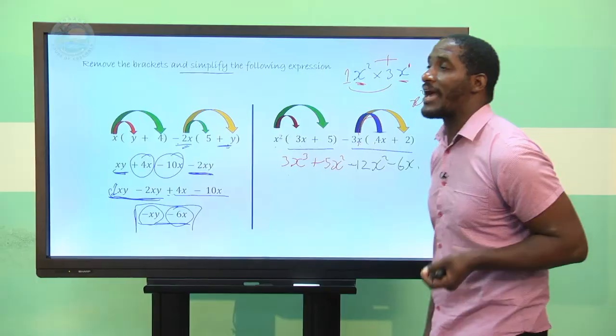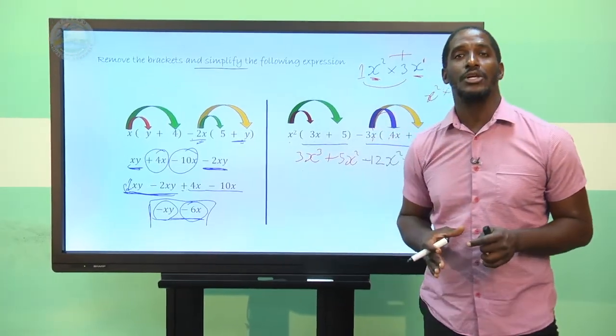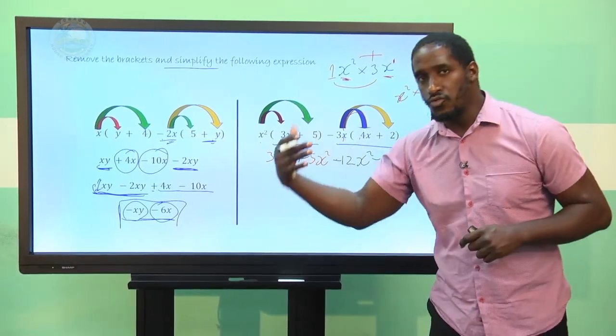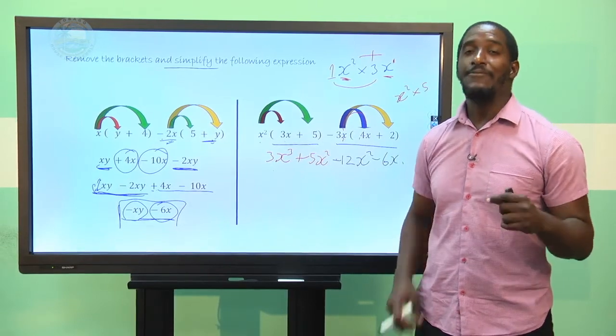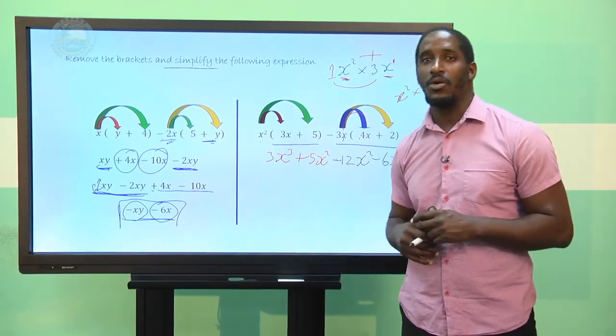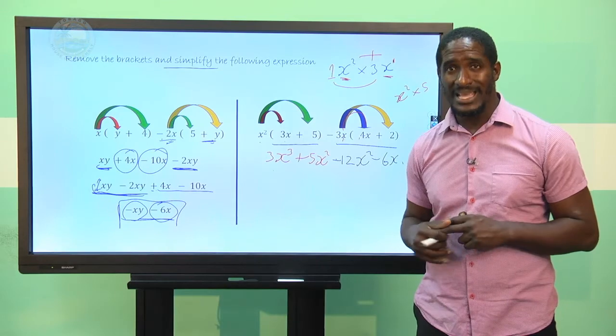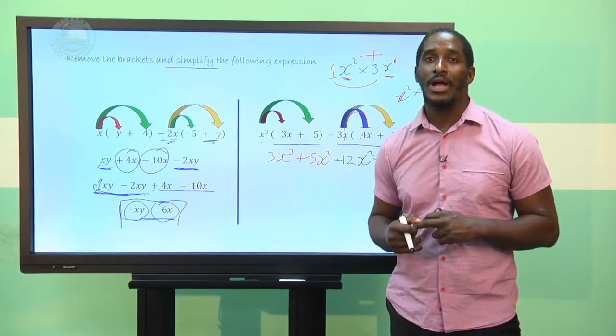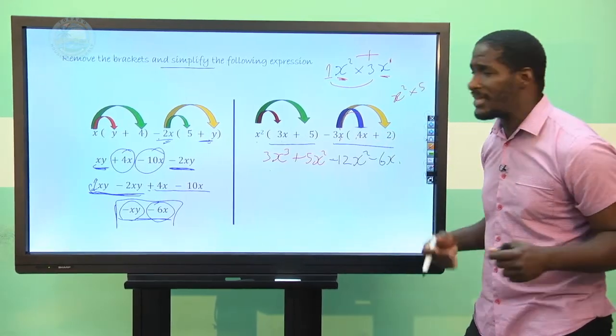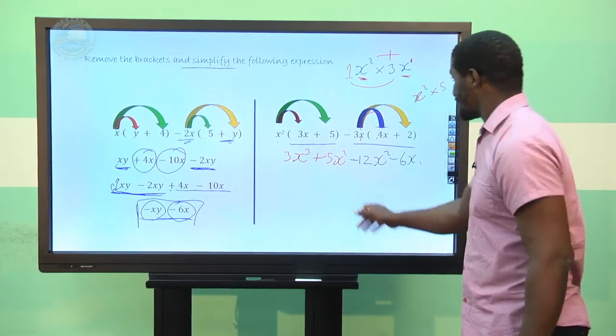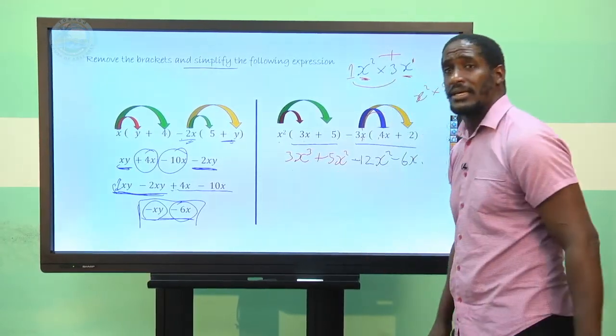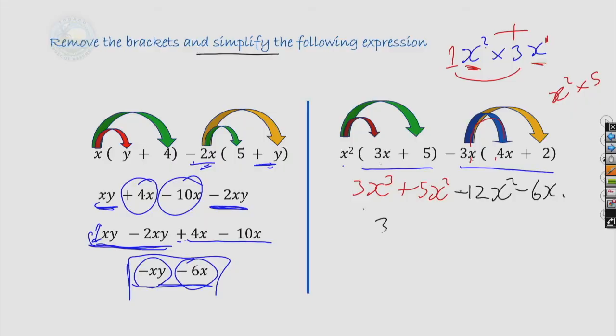If I'm to simplify it via addition and subtraction, I must recall the rules for addition and subtraction. If you have forgotten those rules, you can go back to one of our previous videos and look at addition and subtraction of algebraic terms. But the basic rules are you add the coefficients. So this becomes here 3x cubed, and it's going to be minus 7x squared, like terms, minus 6x. And that is our final answer.